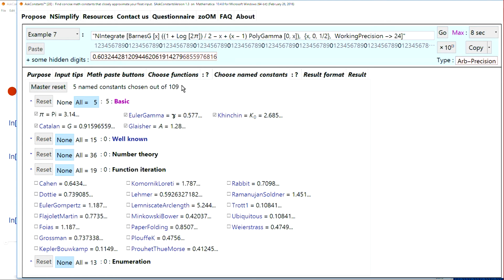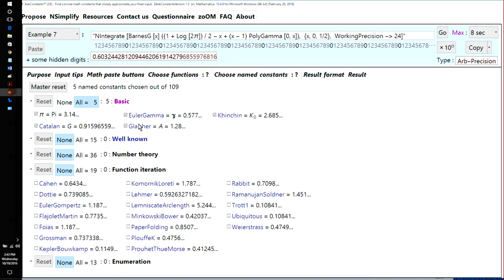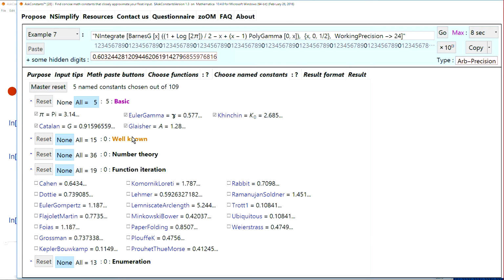And so you can choose some constants. Stephen Finch wrote an award-winning book on mathematical constants, and I took about 140 of them. How many? 109 of them so far that I put in there. But you can choose them, and that's where this Glaisher constant came from. Okay.